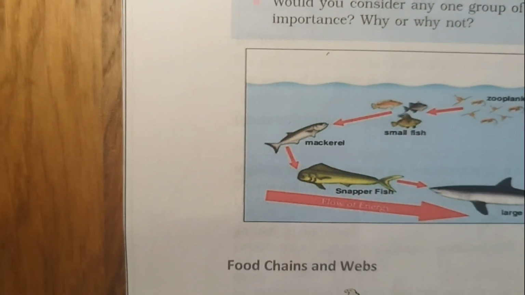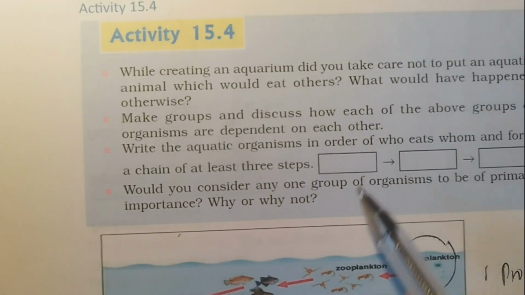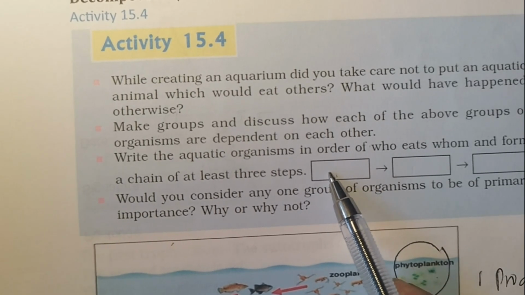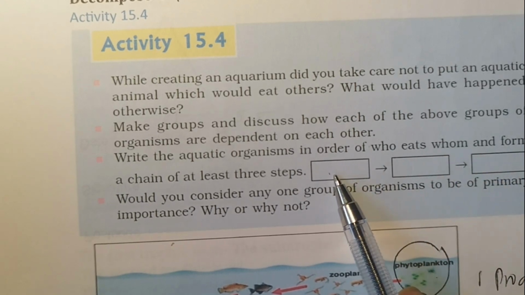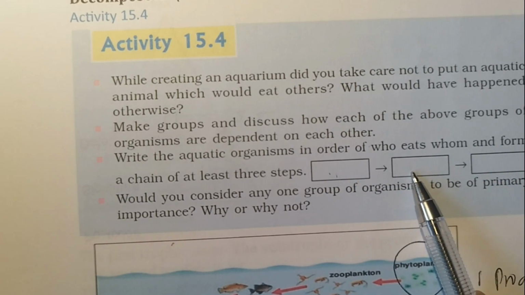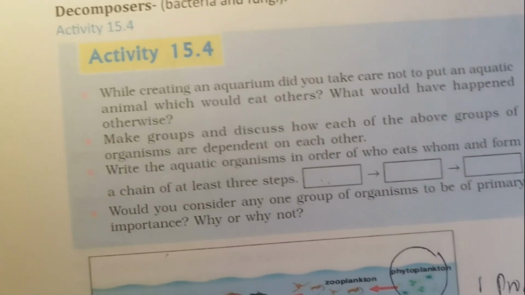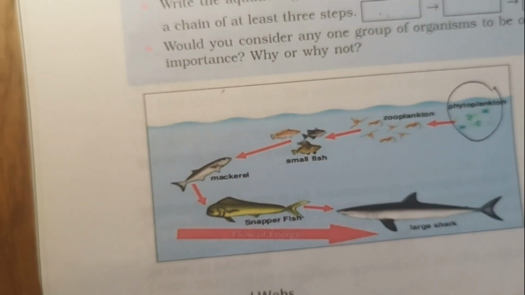So let's move on now. Before we move, let me make this more simple. The first step of the aquatic organisms, who eats whom, will be plant. Second will be small insect or larva, and third will be fish, okay, just to make it simple.